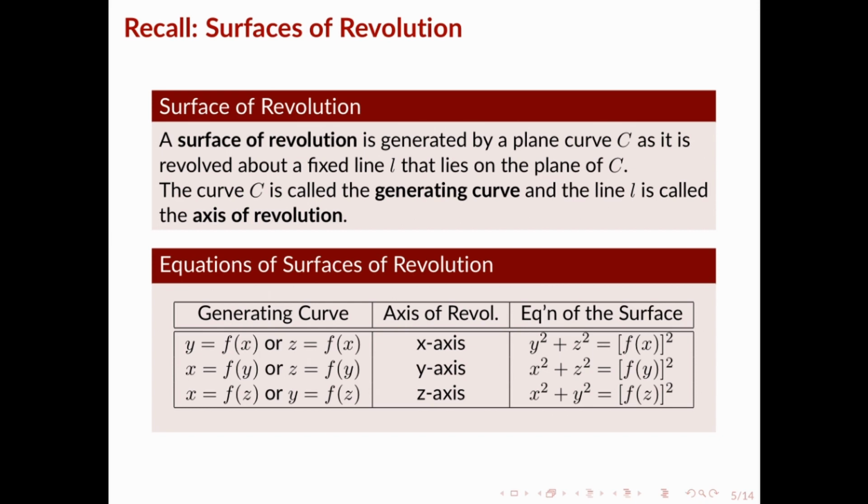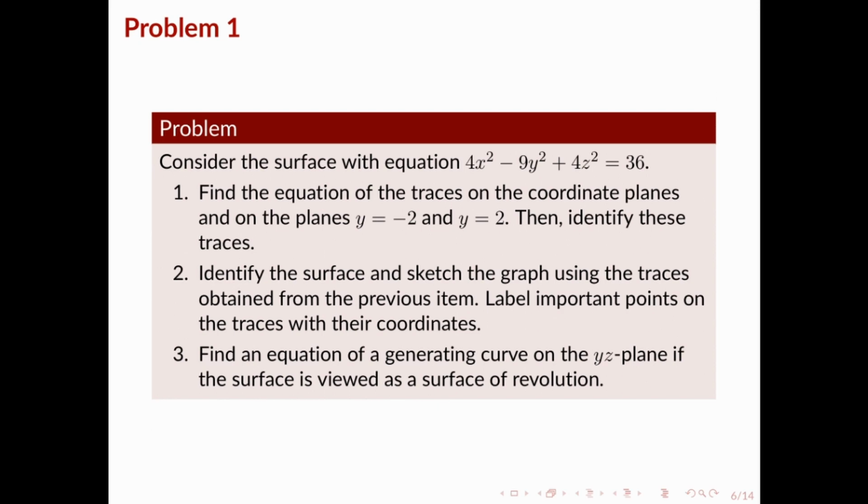Let's move on to some sample problems now. Okay, so we have our problem here. Consider the surface with equation 4x squared minus 9y squared plus 4z squared equals 36. We have this problem split up into 3 parts, which we're going to tackle one by one.